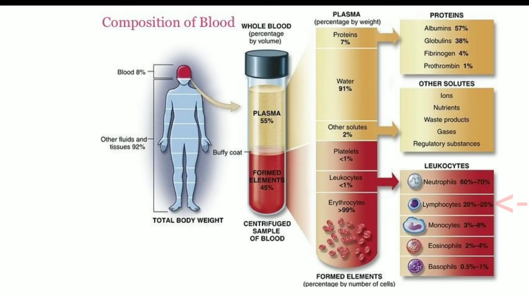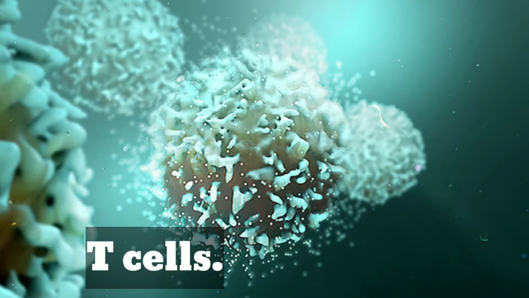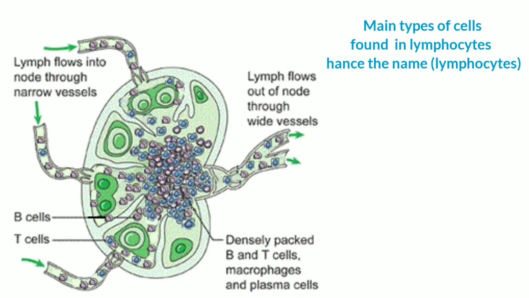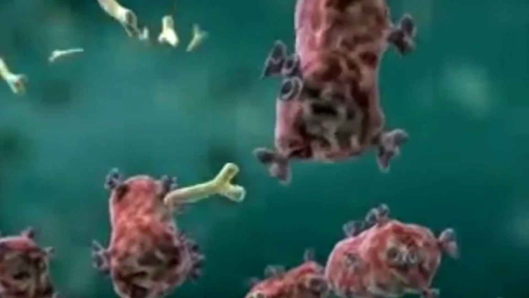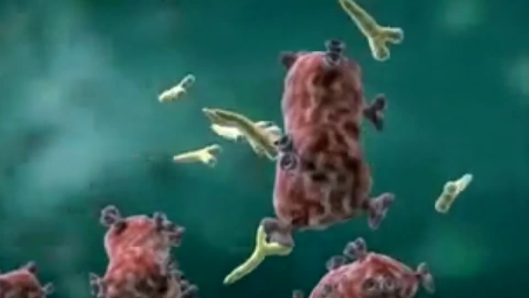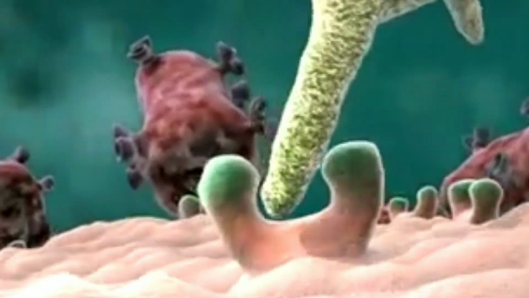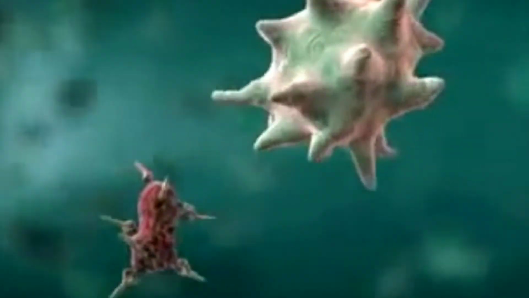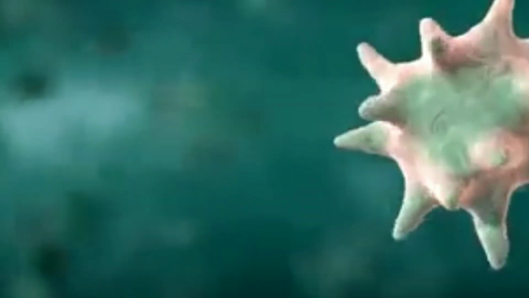Lymphocytes make up 20% to 25%. They include natural killer cells, T cells, and B cells. They are the main type of cells found in lymph, hence the name lymphocyte. B cells produce antibodies, Y-shaped protein molecules that can latch onto and destroy invading viruses and bacteria. They are specific to each pathogen and are able to latch onto the surface of an invading cell and mark it for destruction by other immune cells.